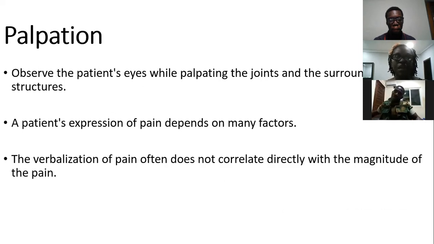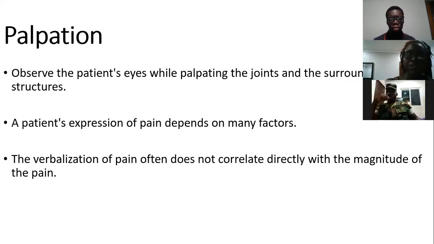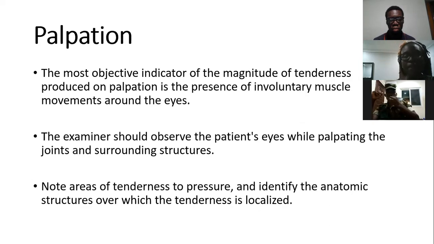Okay. So we move to palpation. On palpation, it's very important for you to be observing the patient's eyes while you are palpating the structure. We know that some people may not express pain by shouting or making an expression, but their facial expression or their eyes will tell you whether they are in pain or not. And so you want to be looking at the patient's face while you are palpating. And the most objective indicator is involuntary muscle movement around the eye.